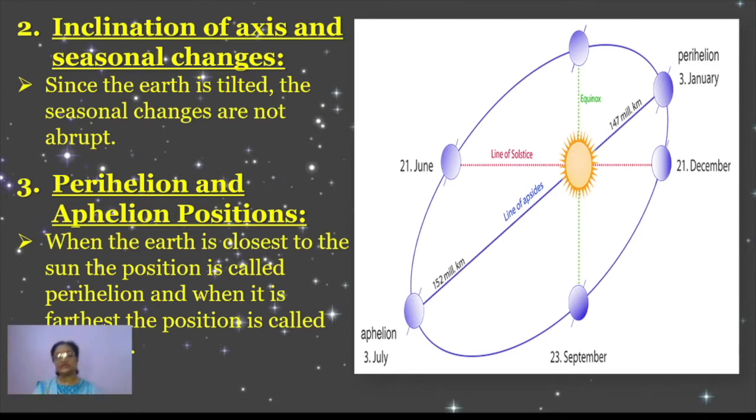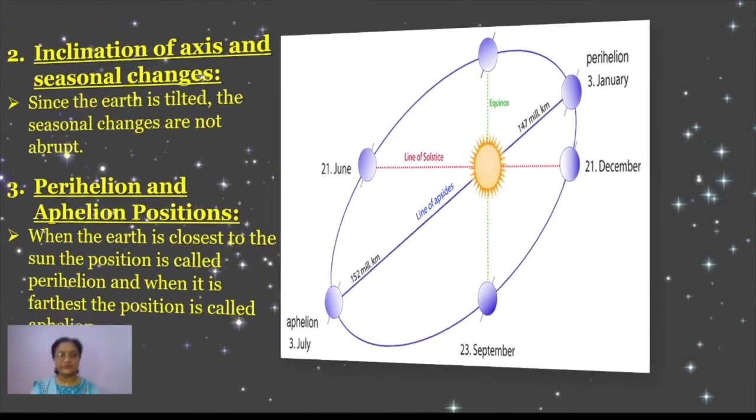And when the earth is farthest from sun, that is called aphelion. It occurs on 3rd of July, and the distance between the earth and sun on this particular day is 152 million kilometers. There is a difference of 5 million kilometers in both the cases. Clear? So perihelion and aphelion again occur due to the revolution movement of earth.